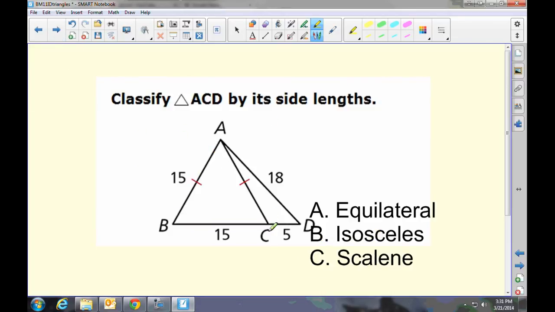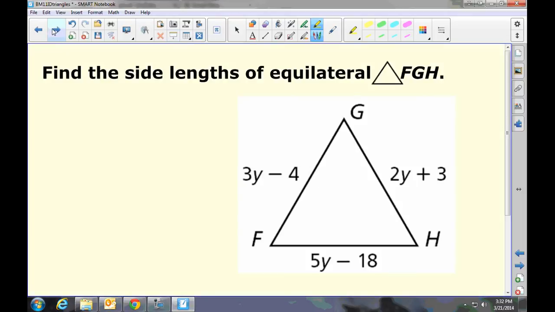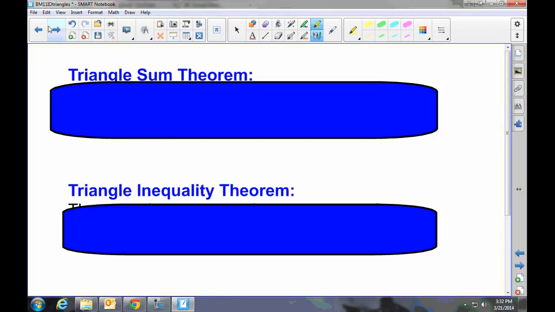Triangle ACD. So we're talking about this triangle right here. Okay. Tells me this is 18, this is 5. I don't know how long this side is, but I do see a little mark there that tells me this is congruent to this side, so this must be 15. Okay, 15, 18, and 5. None of them are the same, so it's got to be a scalene. Okay. Here's another one. If you want to do it, pause it. Otherwise, I just want to skip forward to our last concept here.